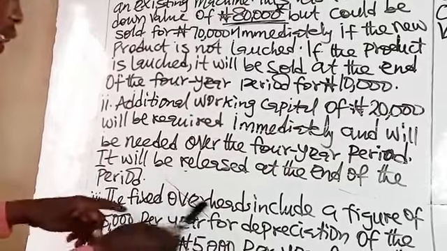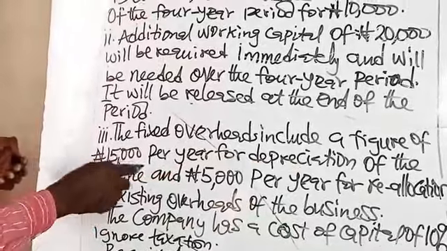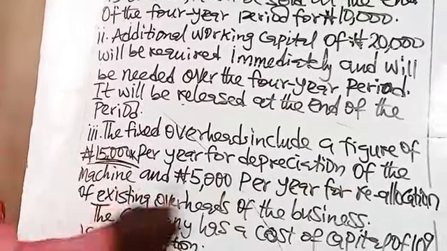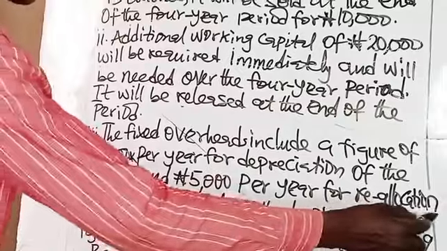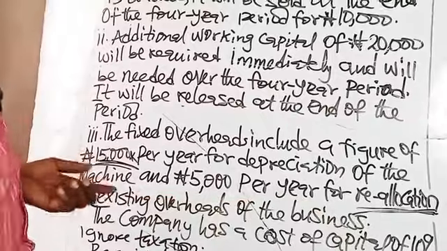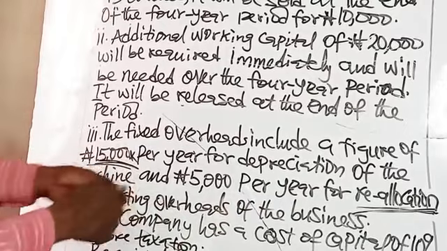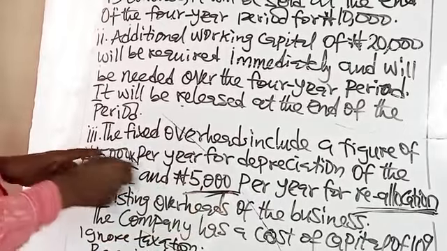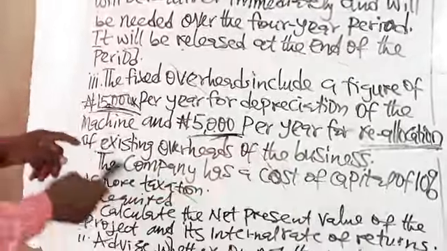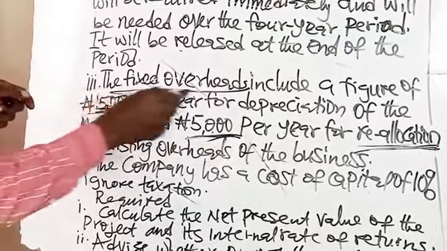Note 3. The fixed overheads include a figure of 15,000 per year for depreciation. Remember, depreciation is not a cash flow. It's not relevant. Depreciation of the machine. And 5,000 per year for reallocation. I've told you that overhead allocation, apportionment, or absorption, they are not relevant. So this 5,000 is not relevant as well. 15,000 and 5,000 are not relevant. Reallocation of the existing overheads of the business. So 15,000 plus 5,000, 20,000 of the fixed overheads, is not relevant.